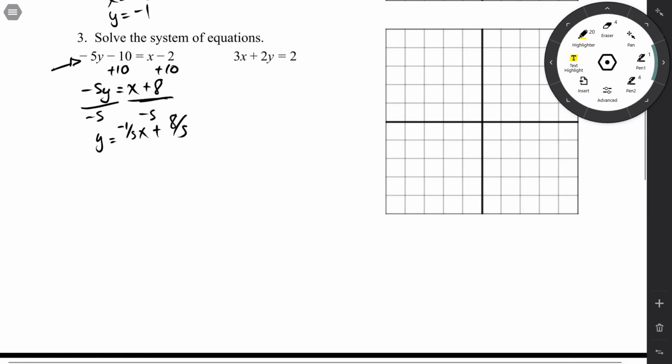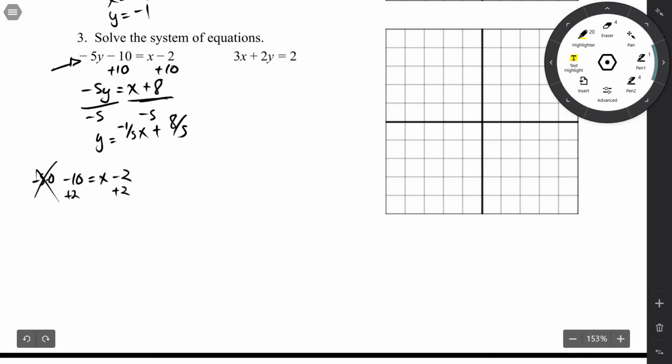We'll plug in 0, so it'll just be -10 equals x minus 2. I'm doing that because -5 times 0 just equals 0, so we can ignore it. Now we would add 2 to both sides, and we would have x equals -8. Well, that's still off of our graph.